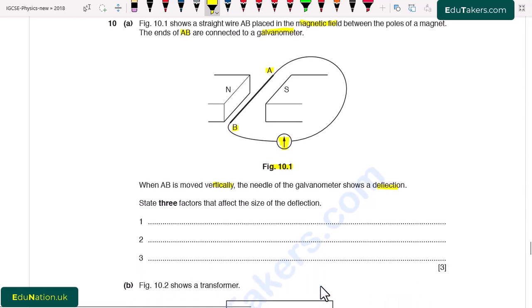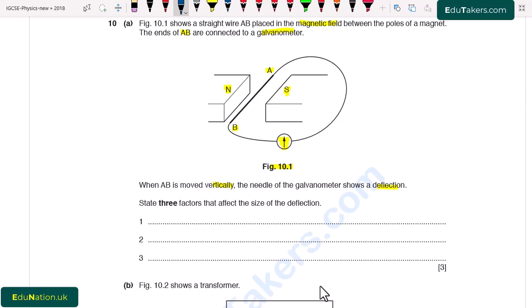So here we can change the deflection by the strength of the magnetic field, and if we increase or decrease the strength of the magnetic field, then the deflection on the galvanometer will change. Second, when we move this wire very fast, or we can simply say when we change its speed, then the deflection on the galvanometer also changes. And third, when the length of the wire AB that is placed in the magnetic field is changed, then the deflection on the galvanometer is also affected.